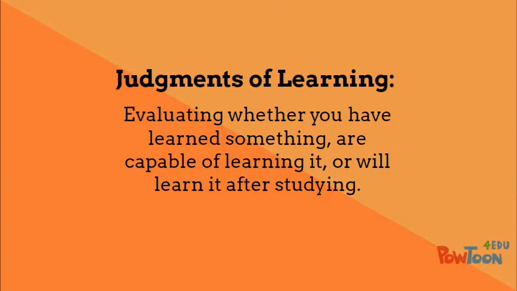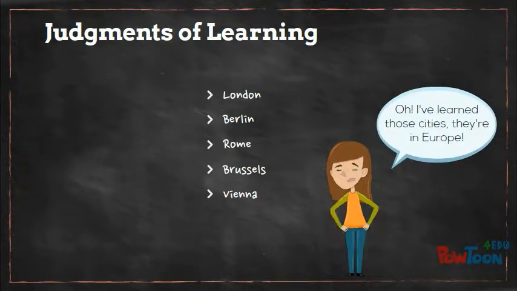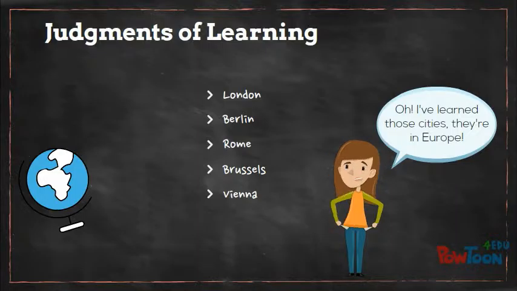The last example of self-monitoring is judgments of learning. This is when you evaluate whether you have learned something, are capable of learning it, or will learn it after studying. When you see the name of a city, you may recognize it and know where it's located because you've learned it. In this example, we know that these cities are located in Europe.